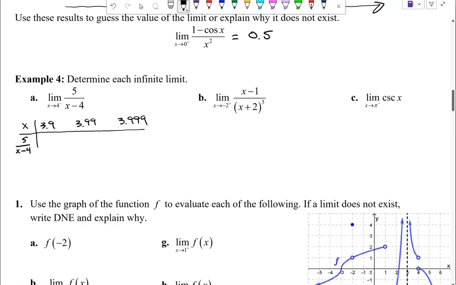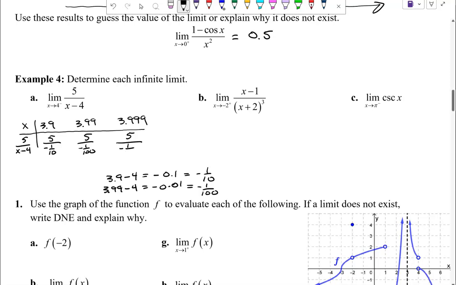So first off, notice that when we plug in 3.9 for x in the denominator there, we're going to get a negative 0.1. And so we end up with 5 over negative 1/10. And if we plug in 3.99, we're going to get negative 1/100th. And then you can easily see that when we plug in 3.999, we're going to get negative 1 over 1,000 down there.